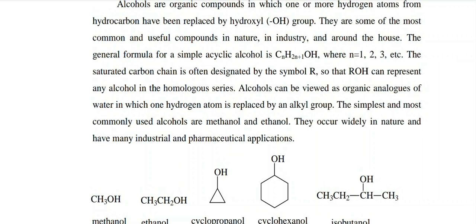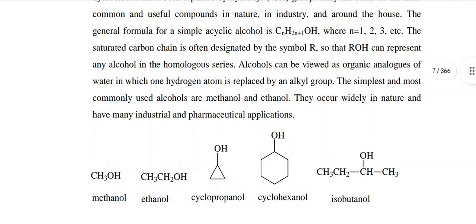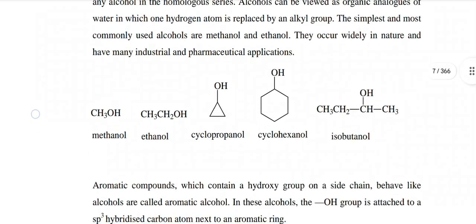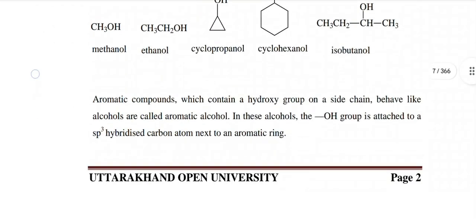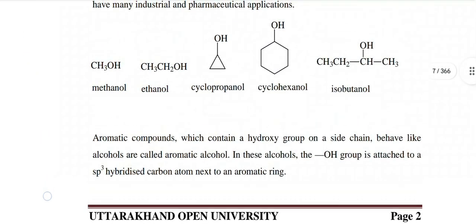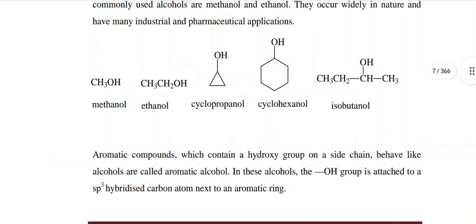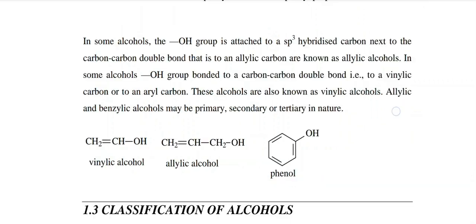alkyl group. The simplest and commonly used alcohols are methanol and ethanol. They occur widely in nature and have many industrial and pharmaceutical applications. Aromatic compounds which contain a hydroxy group on a side chain behave like alcohols and are called aromatic alcohols. In these alcohols, the OH group is attached to an sp3 hybridized carbon atom next to an aromatic ring.